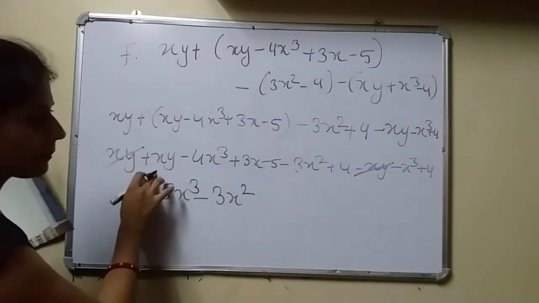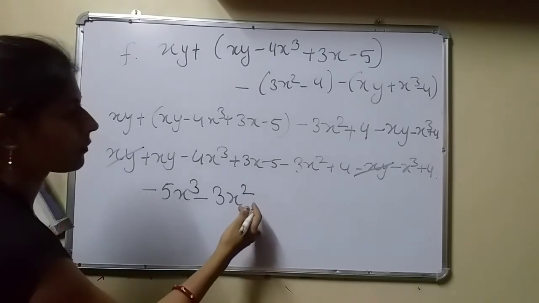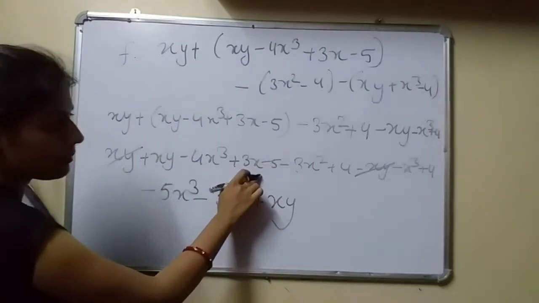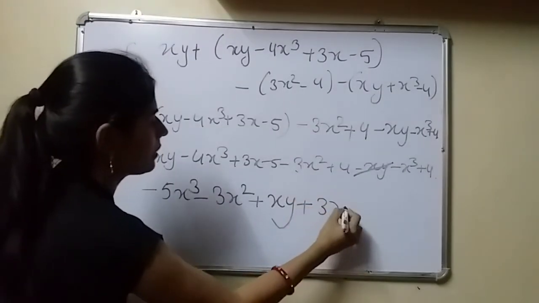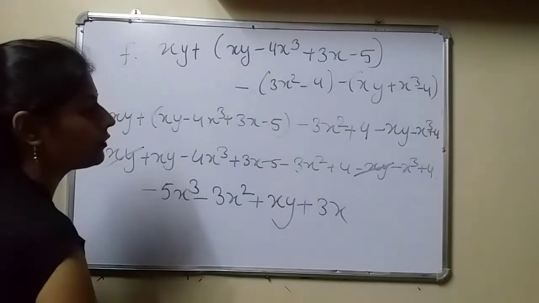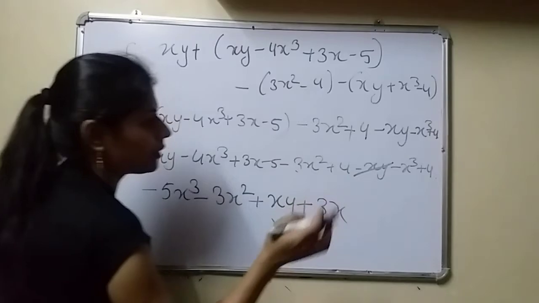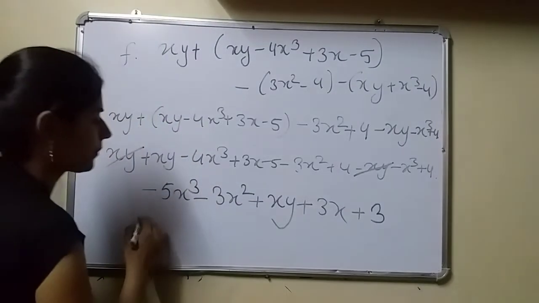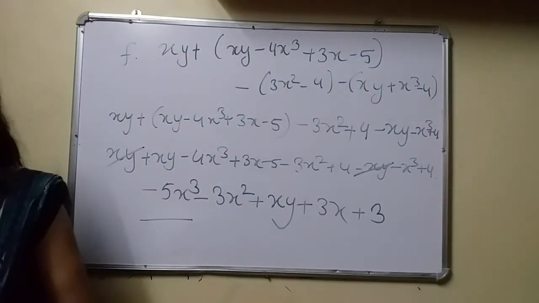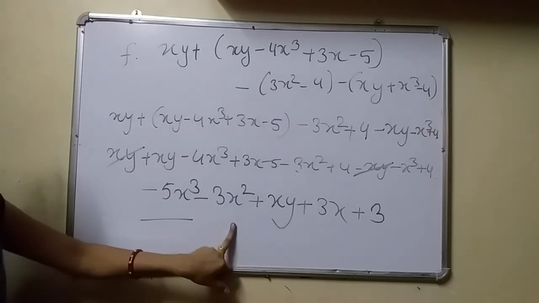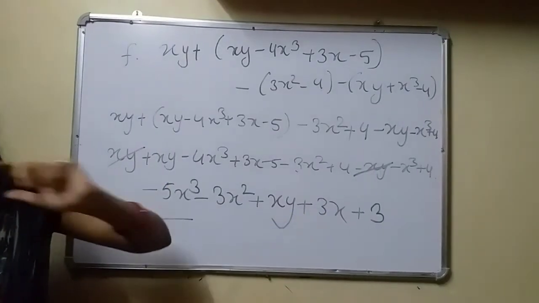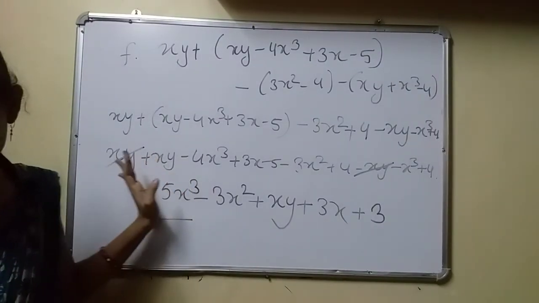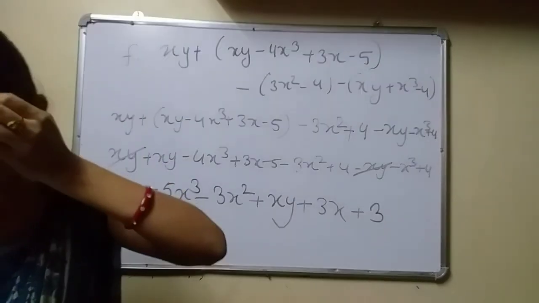Now xy will also remain the same, plus xy. Now 3x is remaining here, plus 3x. Now minus 5 plus 4, first of all 4 plus 4 will become 8, 8 minus 5 will become plus 3. Okay, so this is your answer: minus 5x cube minus 3x square plus xy plus 3x plus 3. So this is your question number F, last question of the third question.